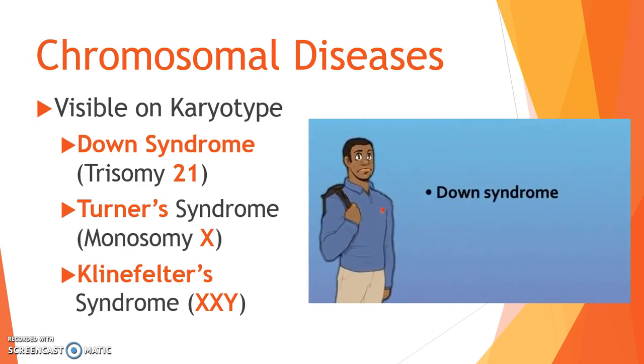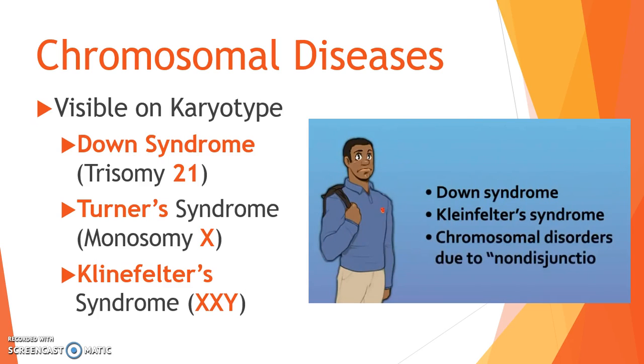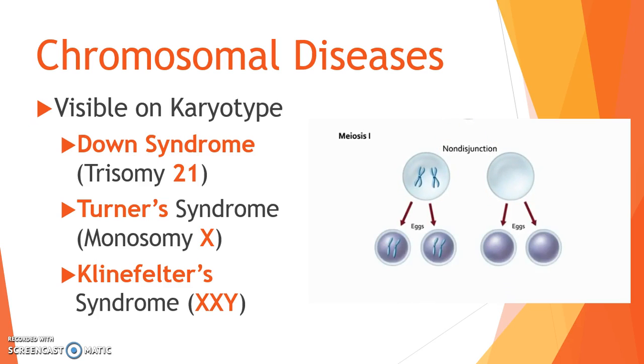Do you know anyone with Down syndrome or Klinefelter syndrome? These are examples of chromosomal disorders which are due to non-disjunction. When non-disjunction occurs during meiosis I, replicated homologous chromosomes do not separate correctly. One daughter cell retains both replicated chromosomes. The other daughter cell lacks that chromosome.